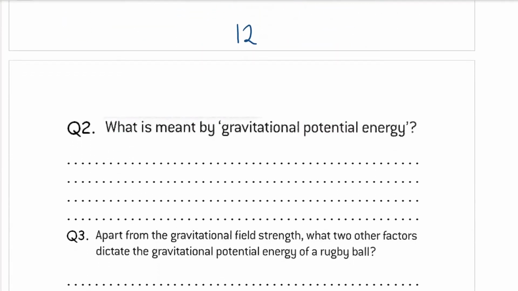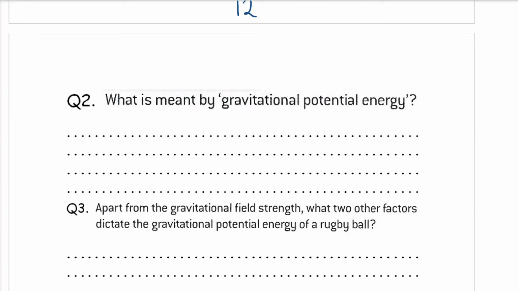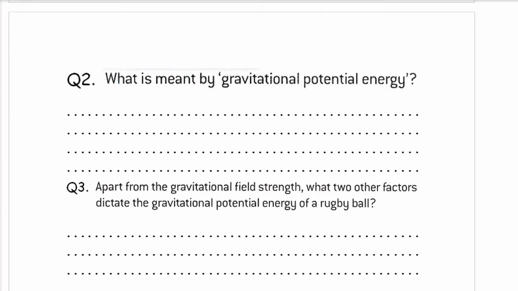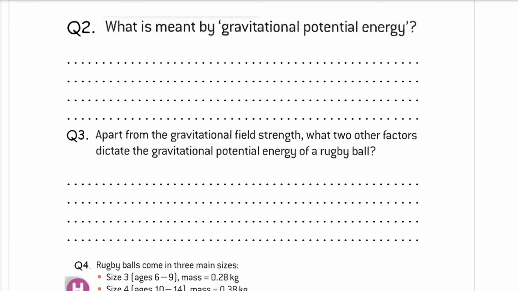Turn on please to page 13. Question 2 is asking what is meant by gravitational potential energy. Well, that's the energy gained when an object moves upwards against gravity.